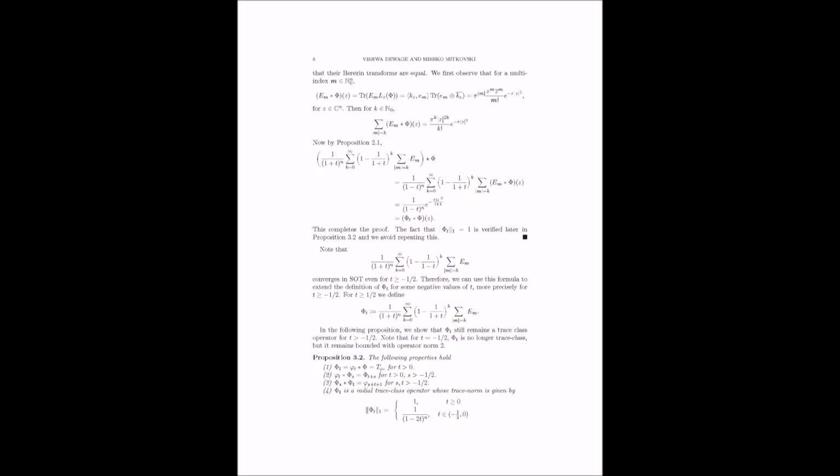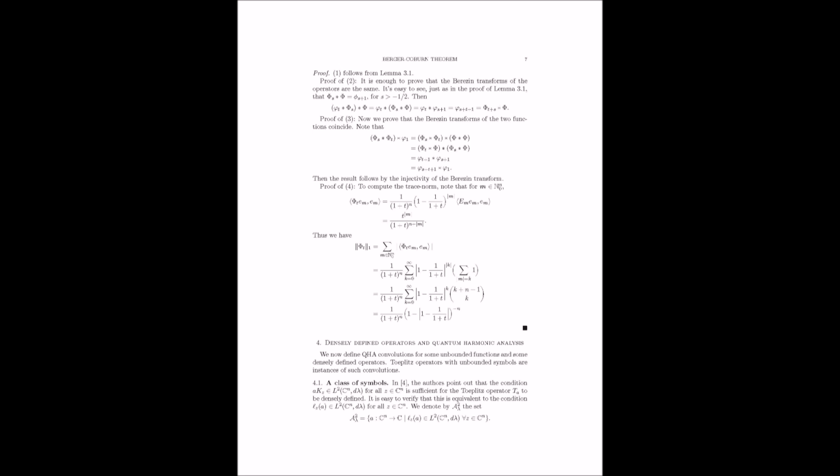And the connections continue. The paper revisits the Berezin transform, and they show it can be defined for these densely defined operators. Wow. And crucially, it keeps its injectivity, meaning if two densely defined operators have the same Berezin transform, they have to be the same operator. That's incredibly useful. Like it's a fingerprint. We can identify those operators. It is. We've covered a lot here: QHA, operator heat semigroup, densely defined operators, and the Berezin transform. I'm ready to see how it all comes together to tackle that Berger-Coburn theorem.